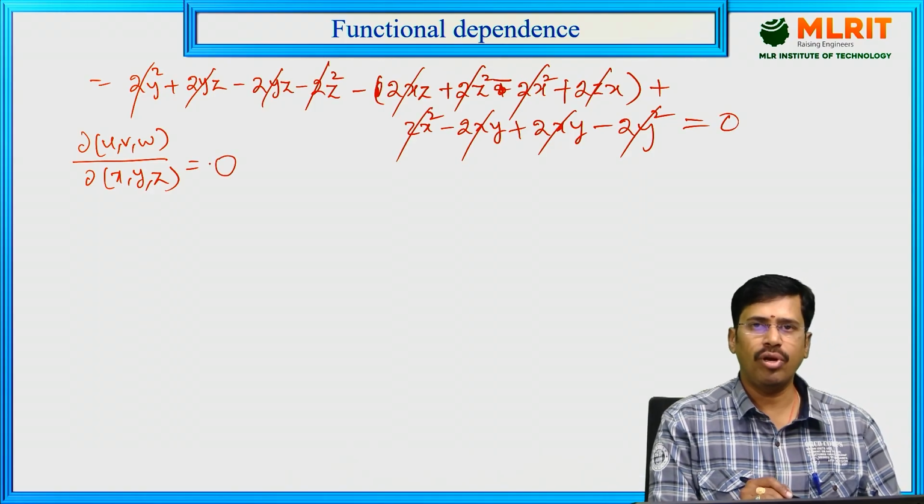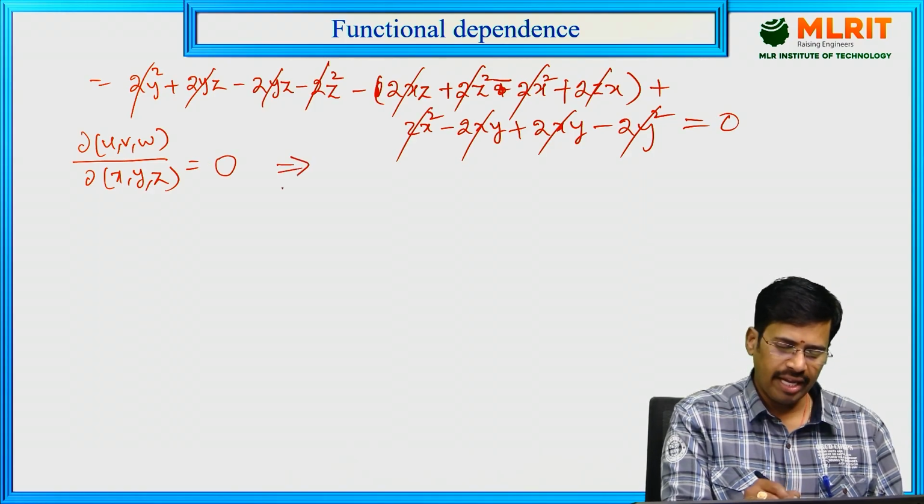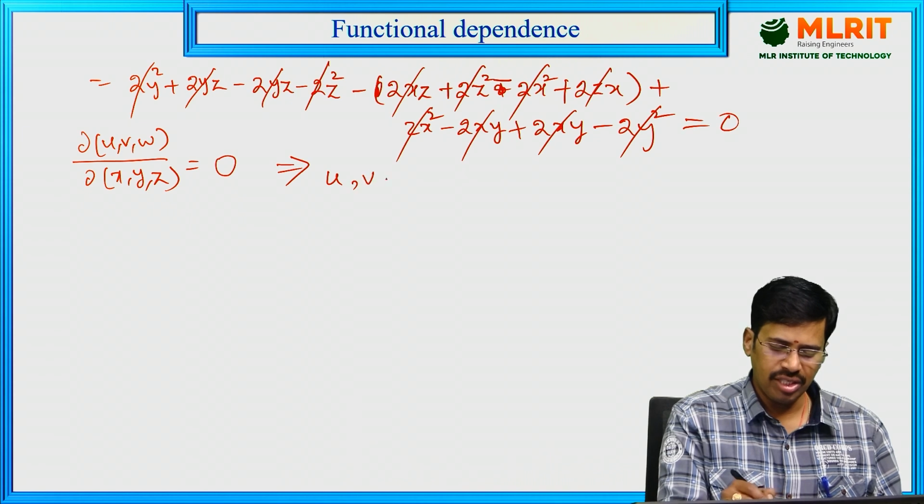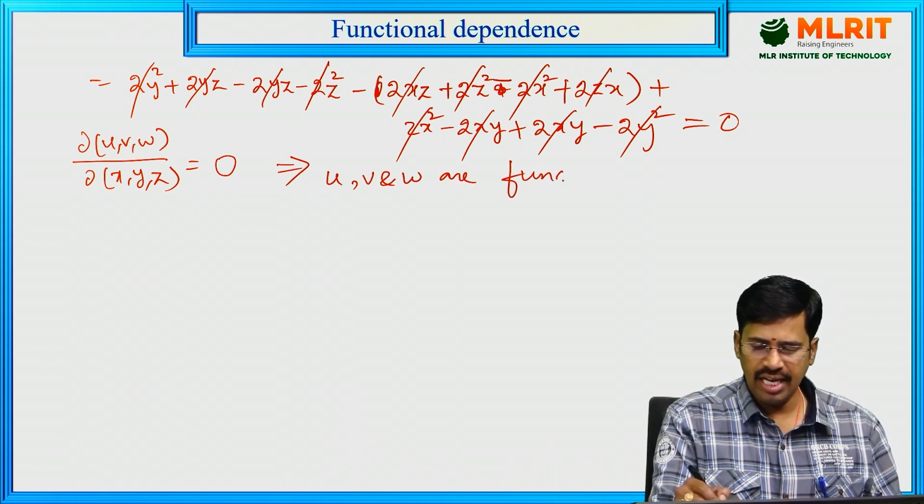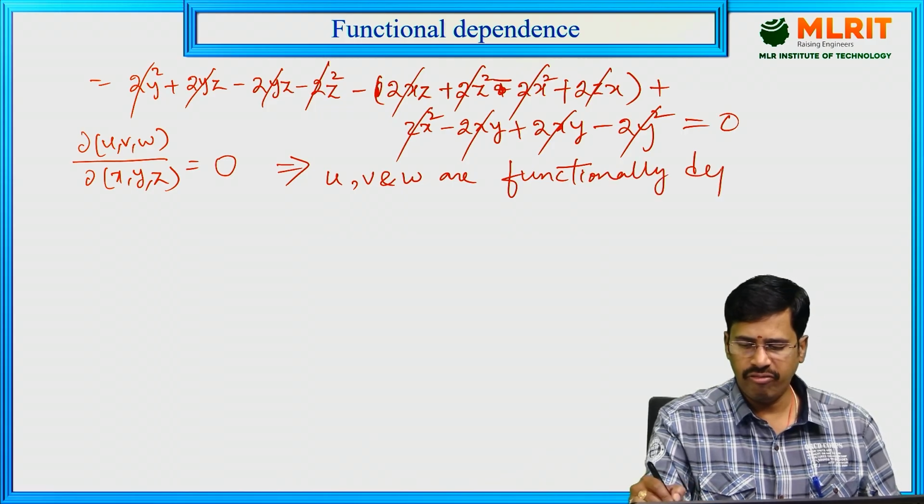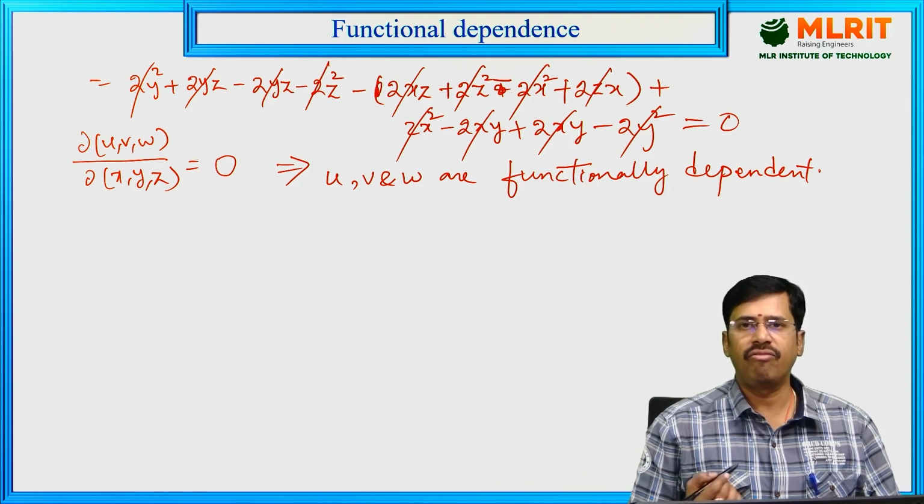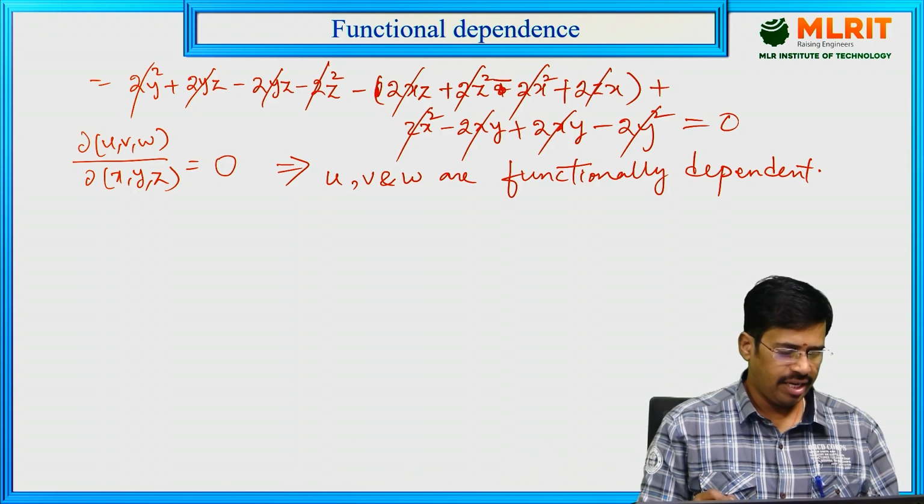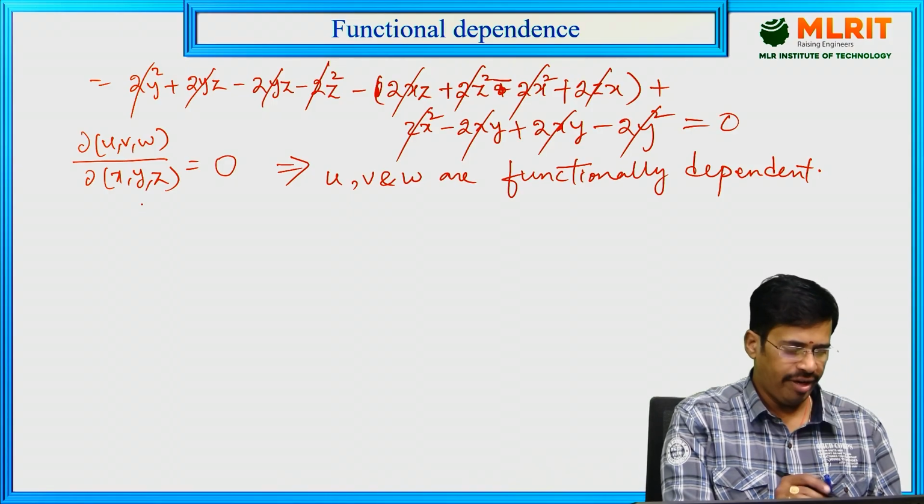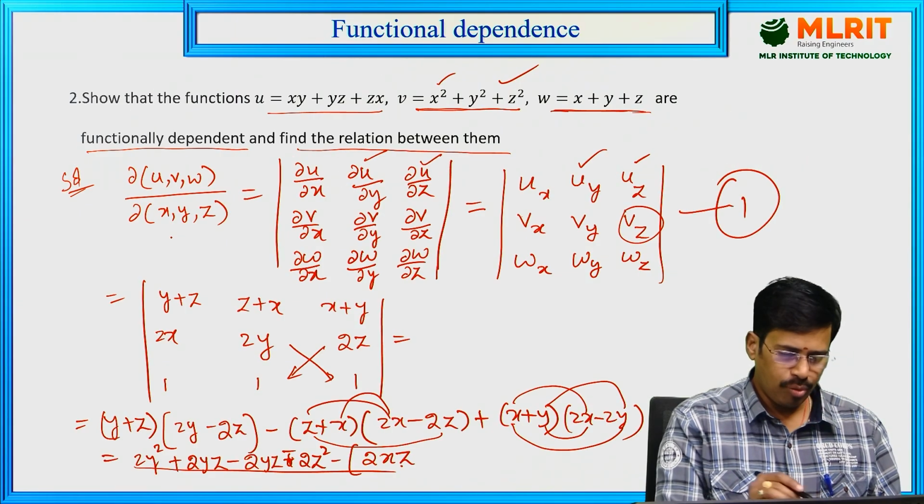Since the Jacobian of u, v, w is 0, what can we say? The functions u, v and w are functionally dependent. Now when the functions are dependent on each other, there should be some relation between these three functions u, v, w. Let us see what is w here.